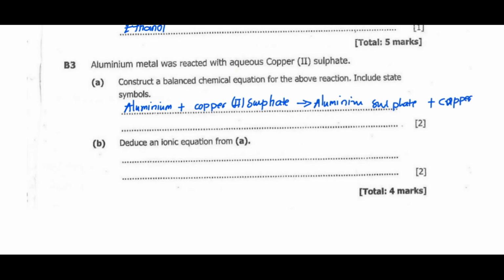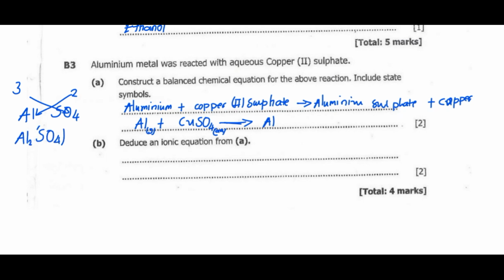Now let's convert this into chemical symbols. So aluminium is Al, solid, plus copper sulfate is aqueous. This is a soluble salt. Then we get aluminium sulfate. Now remember, aluminium has a valence of 3. Then sulfate has a valence of 2. So if we use this, we are going to have Al2 SO4 enclosed in brackets, then a 3 here.